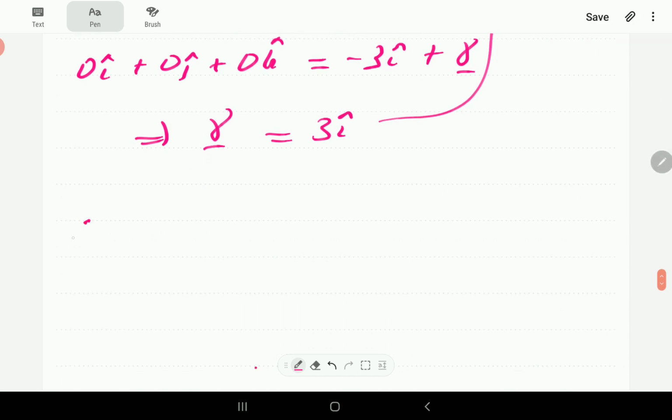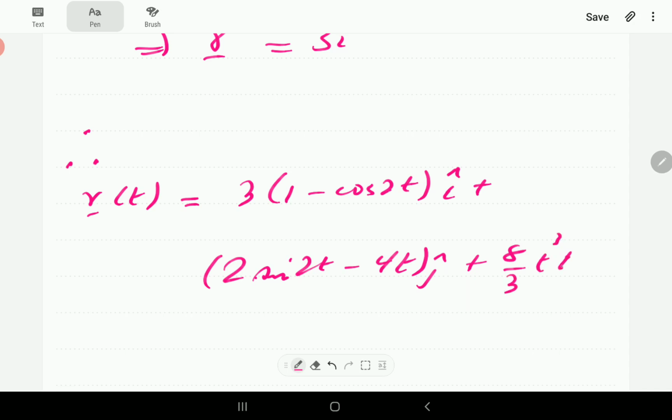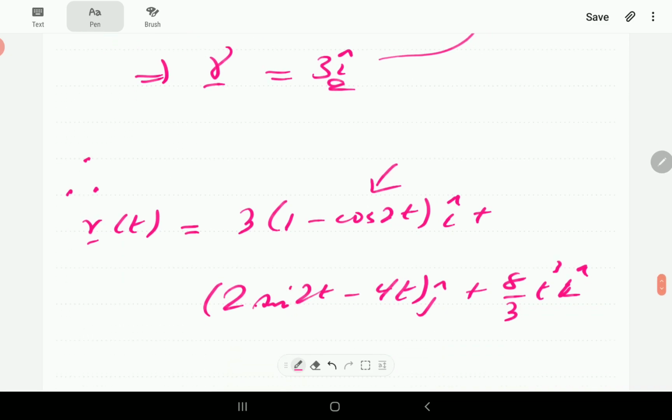If we do that and tidy up terms, then we are going to find that the displacement vector is 3 into 1 minus cosine 2t i plus 2 sine 2t minus 4t j plus 8 over 3 t cubed k. Okay, where the 3i here has been incorporated into this term there.